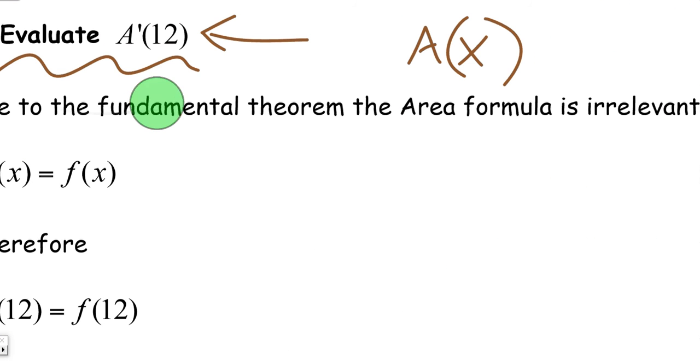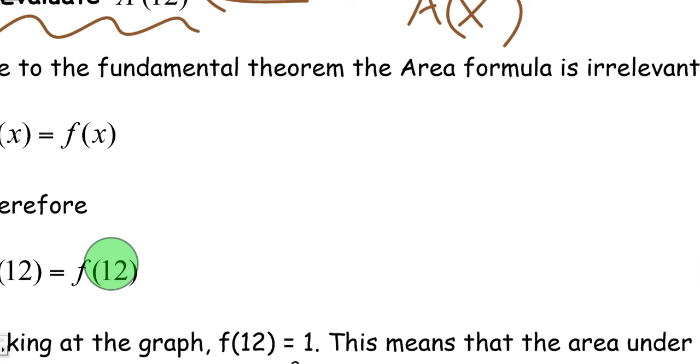Okay, so due to the fundamental theorem, the area formula that we found in a previous example is irrelevant. We don't need that piecewise formula. We know that because of the fundamental theorem part 2, the rate at which this area is changing at 12 is just equal to the y value, or the f of t value at t equals 12. And so that's because A prime of x is equal to f of x. In other words, the function value f of x gives you the rate at which the area is changing, and therefore A prime of 12 is equal to f of 12, what we just determined looking at the graph. f of 12 is equal to 1.